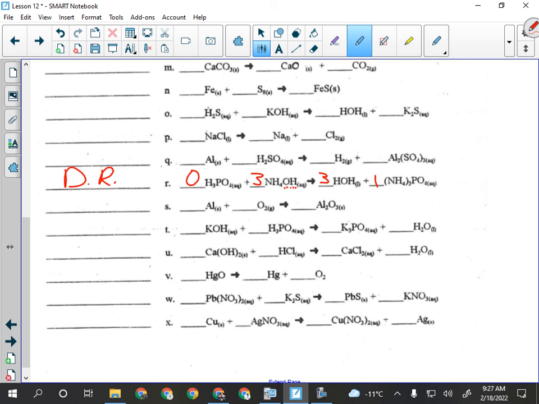Should you ever put a 0 in a blank for balancing? No, because that means you don't have any. 0 times anything is? 0. So never write a 0 when you're balancing.